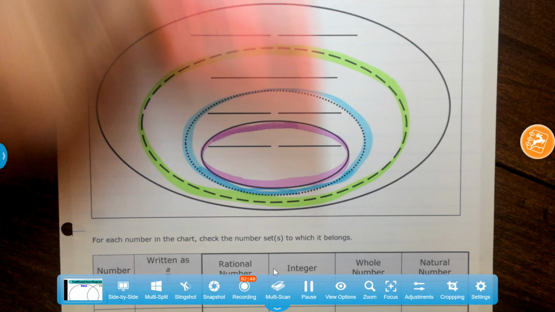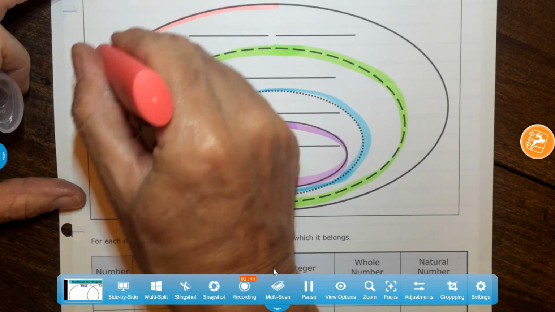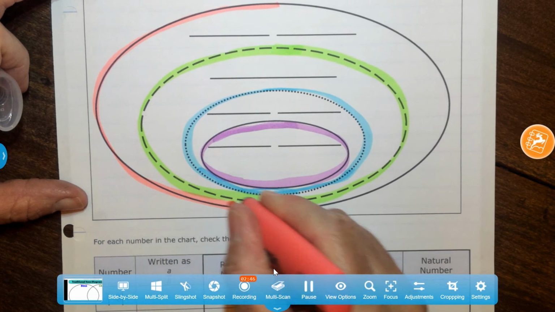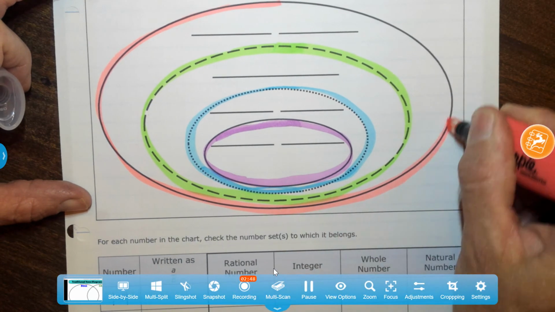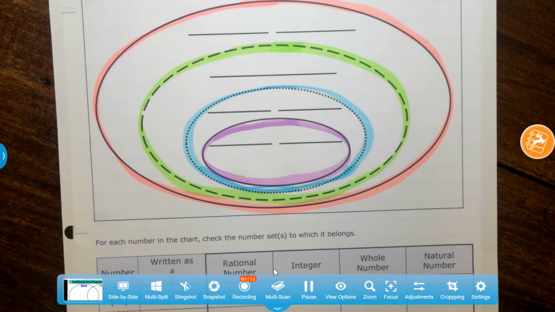I think it's orange. Let's find out. Enjoying my new highlighters here. Kind of a pinkish orange here. But I'm going to take 4 different colors and compartmentalize each one a different color.